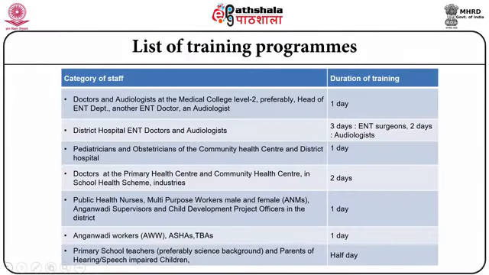Now, the categories of staff and their duration of training are projected here. Doctors and audiologists at the medical college level, 2 preferably the head of the ENT department and another ENT doctor and audiologist, are sensitized about the national program for 1 day. The second category of staff, district hospital ENT doctors and audiologists, receive a 3-day training. The basic emphasis is on skill upgradation of ENT surgeons for 2 days, and audiologists for necessary skill upgradation. They are sensitized about the various programs, and they are also informed about the treatment modalities and other services that are needed to be provided.